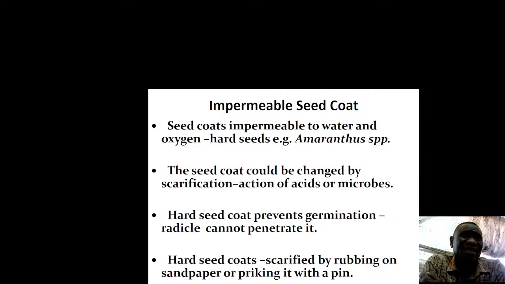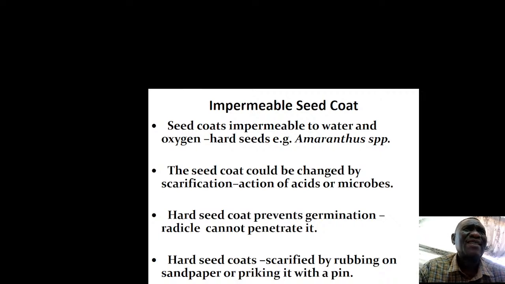We have talked about seed coat. Seed coats can be impermeable to water and oxygen. These are hard seeds. Amaranthus hybridus seeds can have hard seeds. In order to have germination, you will need to scarify the seed coat or damage the seed coat in order to allow the germination process. This can be achieved using acids or microbes.